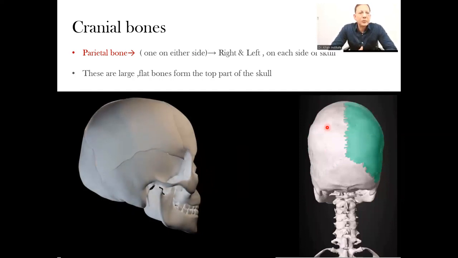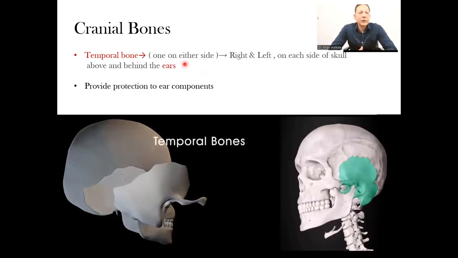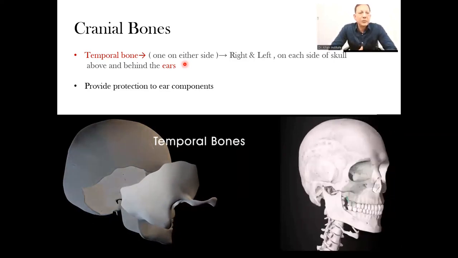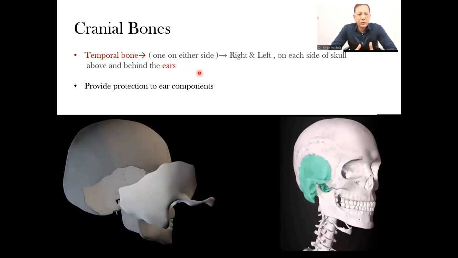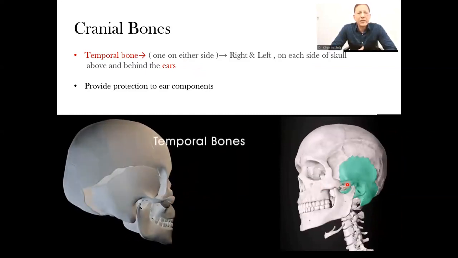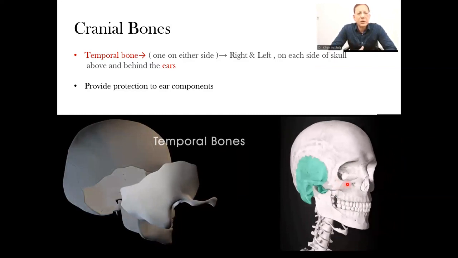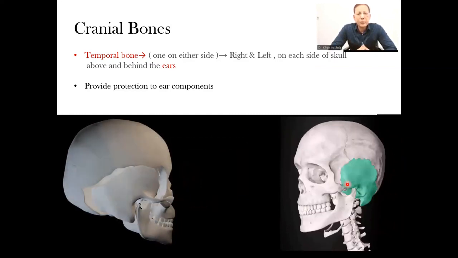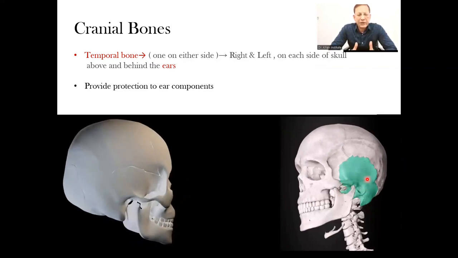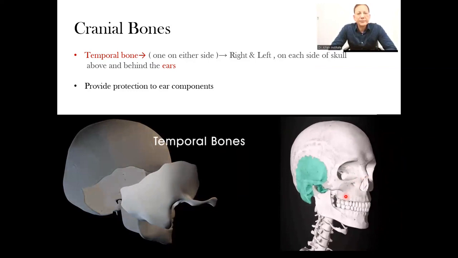The temporal bones, these are also two in number, one on either side. They lie just under each of the parietal bones, one on the right side, one on the left side. Their function is very crucial. That is the protection of the inner ear structures, and they also provide support for the jaw.